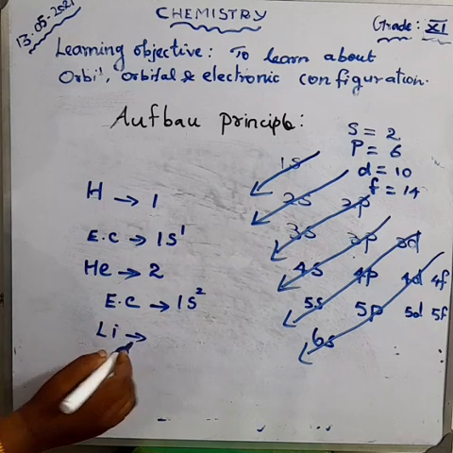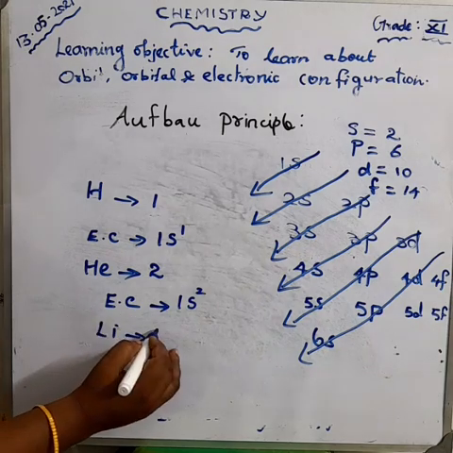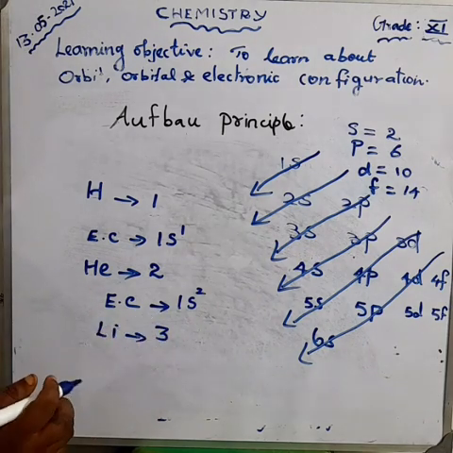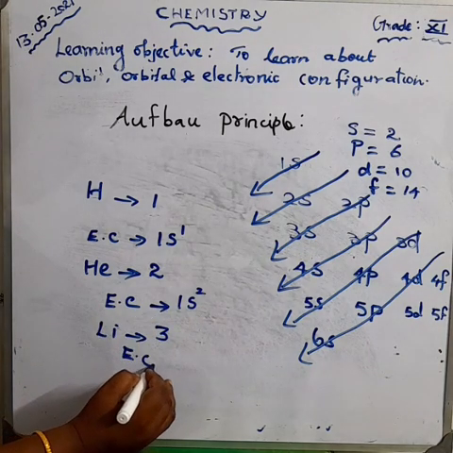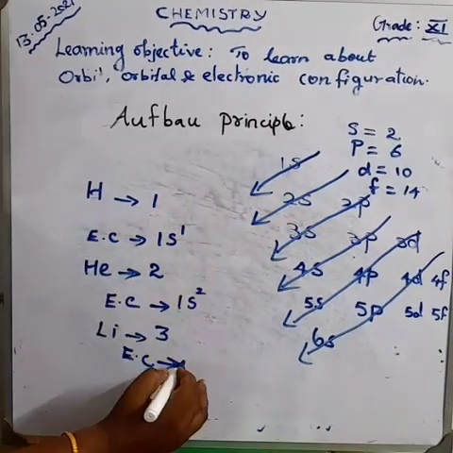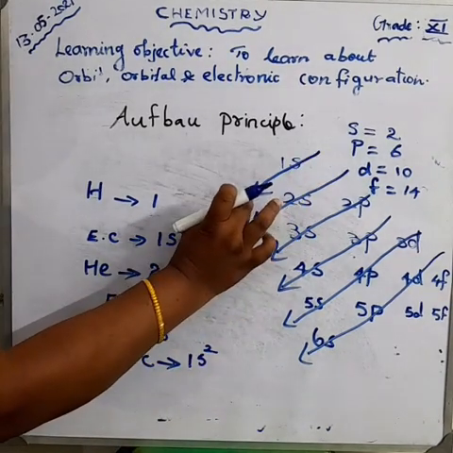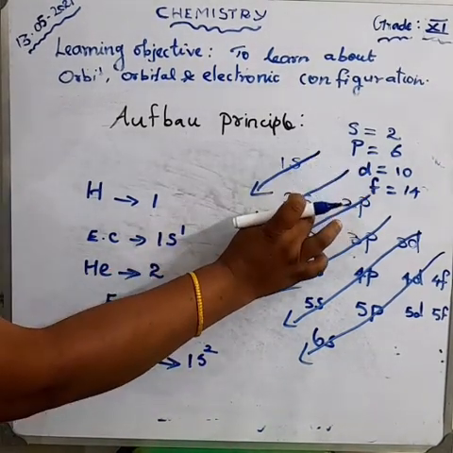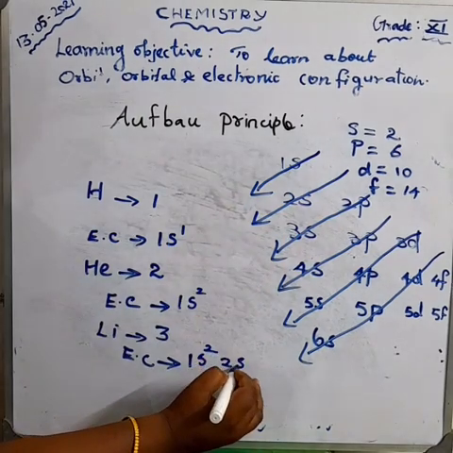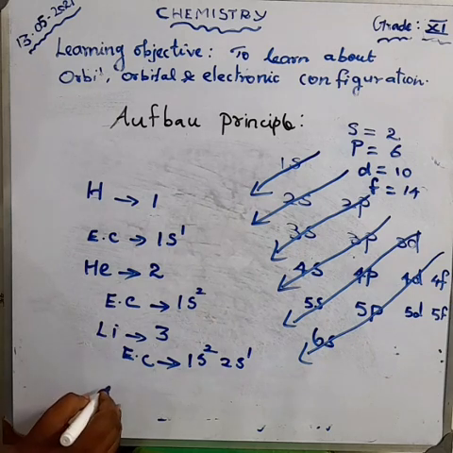And then lithium. How do you write the electronic configuration for lithium? You know the atomic number of lithium is 3. So for lithium, the s orbital can occupy 2 electrons, so 1s2 ends here, and we can start here with 2s1.